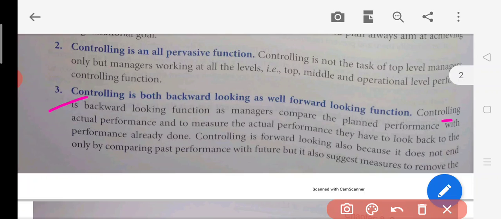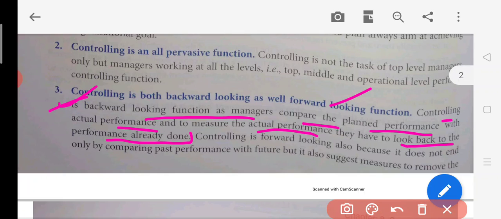Controlling is a backward looking function because it will measure and compare the planned performance with the actual performance, and to measure the actual performance they have to look back at the performance already done. Means the targets are always set according to past experiences. On the basis of past experience they are going to set the target for the future, and the planned performance is based on the past experience. So this is a backward looking as well as forward looking function.